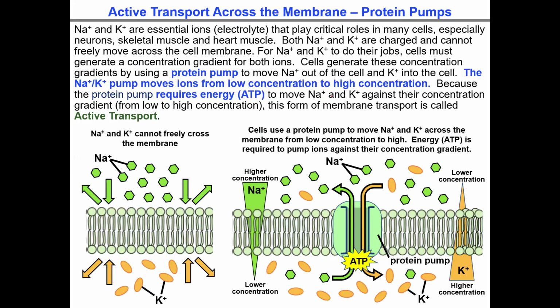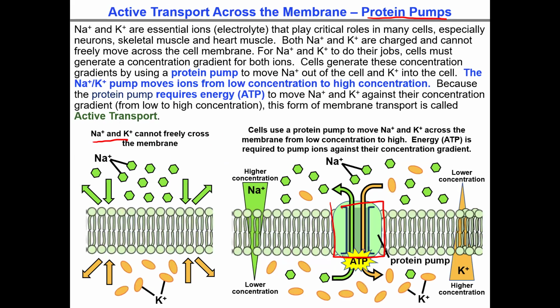All right, we're going to look at our final one, which is going to be known as our protein pumps. Now, the major difference with protein pumps is that they require energy in order to operate. So the example we're going to look at is our sodium and potassium. Now, sodium and potassium, again, cannot freely move across the cell membrane, so they're going to require something that's going to allow them to move. In this case, it's going to be a protein pump.